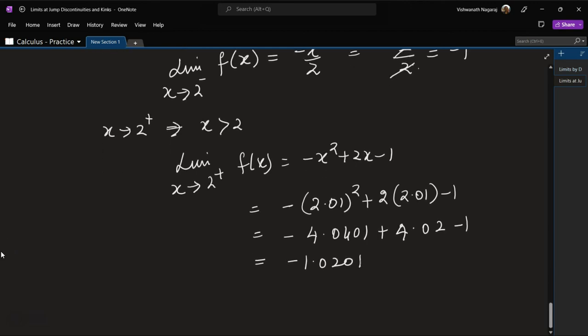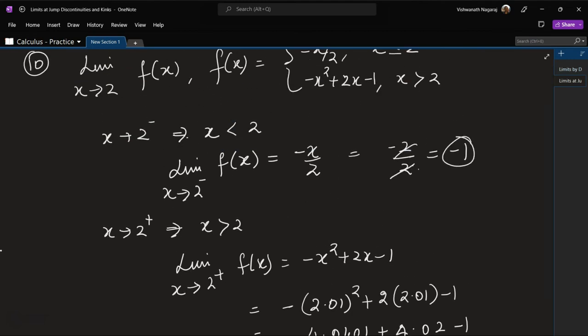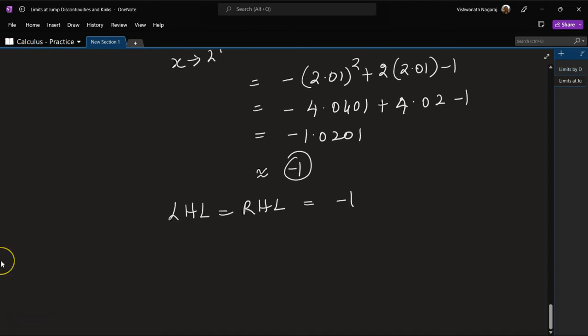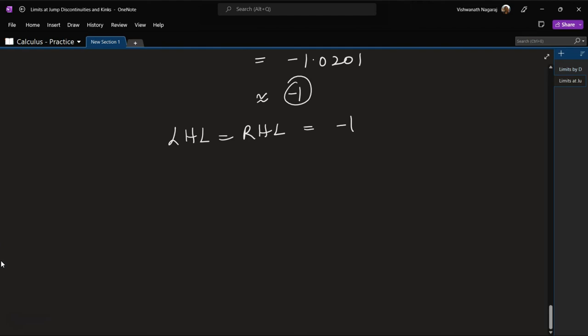So again here if you notice it gets closer and closer to minus 1. So here also it is minus 1, here also it is minus 1. So left hand limit is equal to right hand limit, which is equal to minus 1. Okay, let's look at the 11th one.